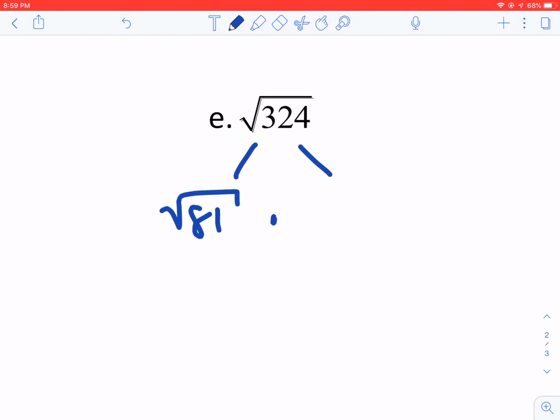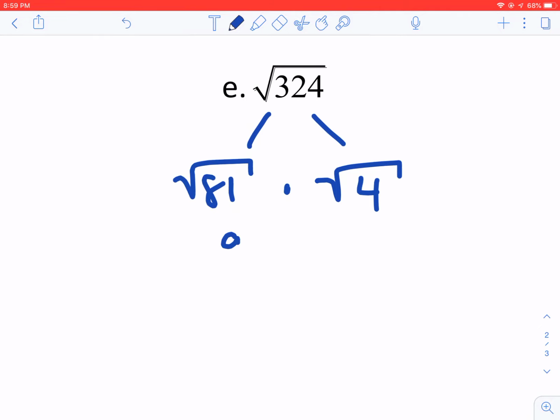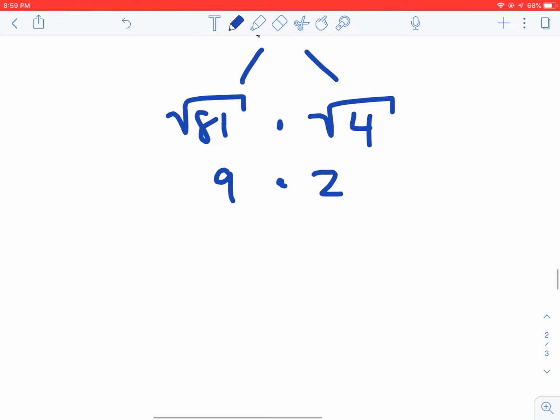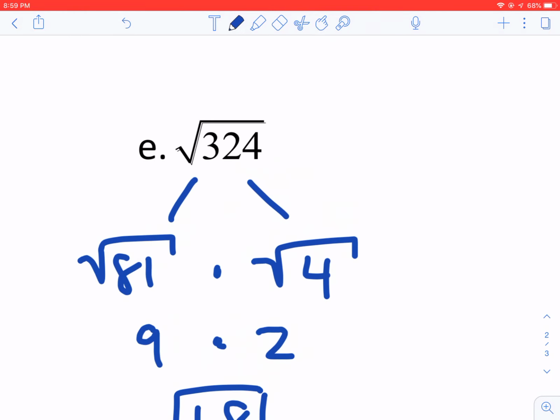But wait, what is the square root of 81? 9. What is the square root of 4? That's 2. Which means 9 times 2 is 18. So this here, that means 324 is a perfect square. It's just equal to 18. That means 18 times 18 equals 324.